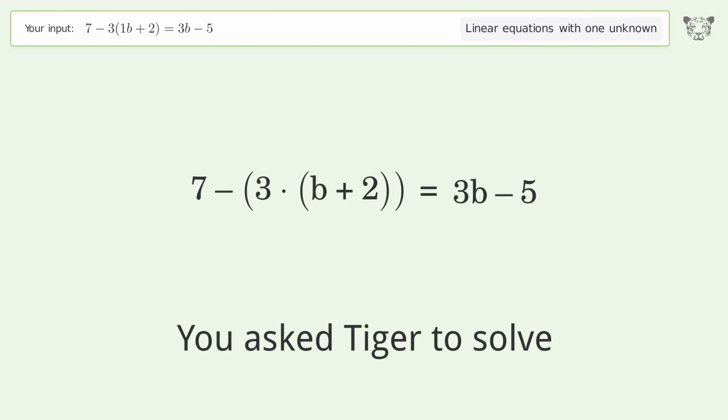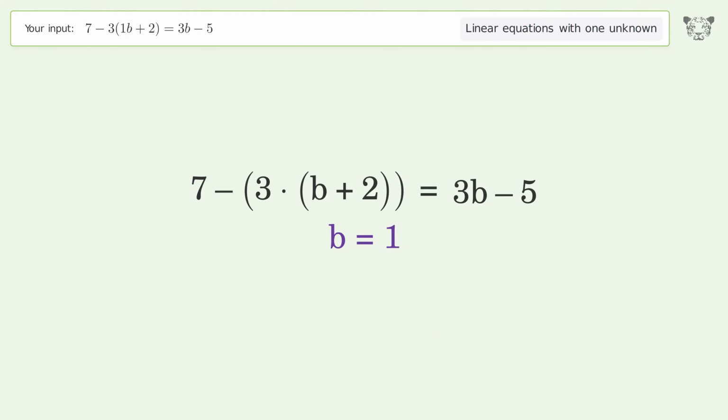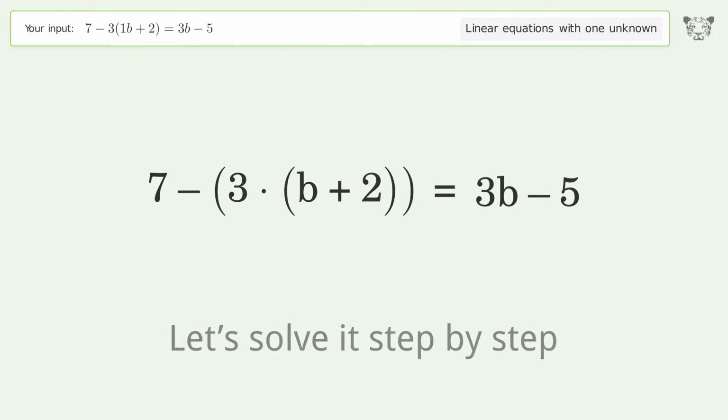You ask Tiger to solve this. This deals with linear equations with one unknown. The final result is b equals 1. Let's solve it step by step.